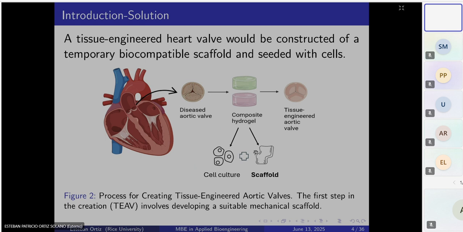So it sounds a little easy in general, but trying to replicate the same kind of mechanical characteristics in the scaffold is extremely complicated. So I'm going to teach you how to do it, just the development of the scaffold. And maybe in the future, in a different presentation, we can talk a little bit more about how to do cell culture. So, the combination of these two steps gives you the tissue engineered valve.